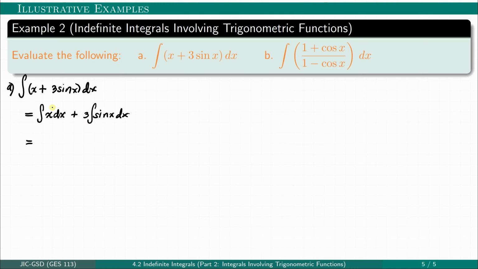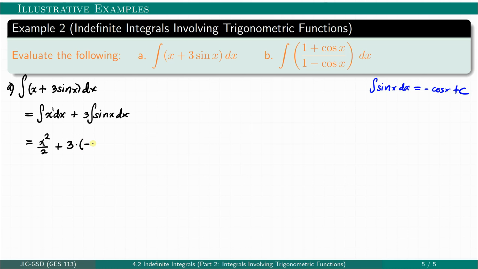And we will get here for the first integral, we can use power rule. We just add 1 to the power, so this will be x squared over 2 plus 3. Well, the integral of sine x, recall, the integral of sine x dx is actually minus cosine x plus c.